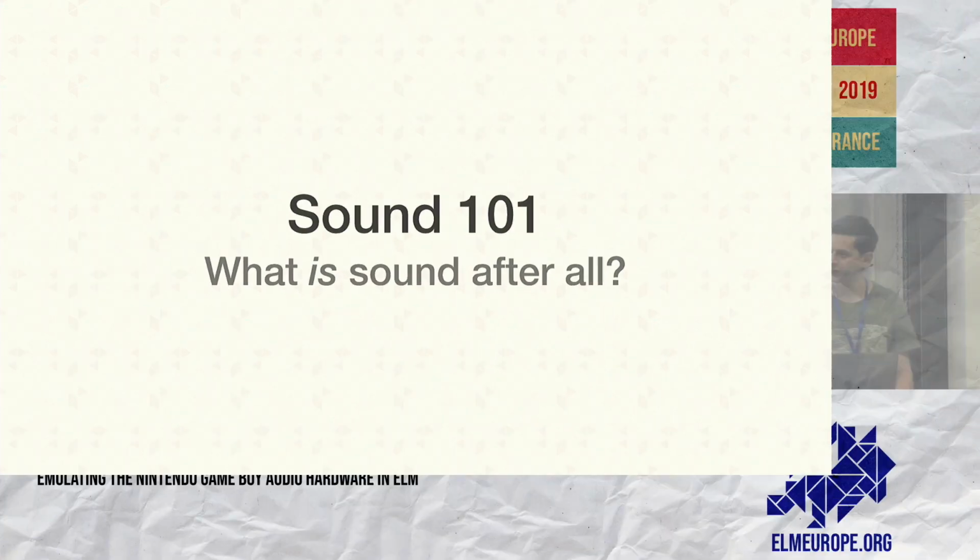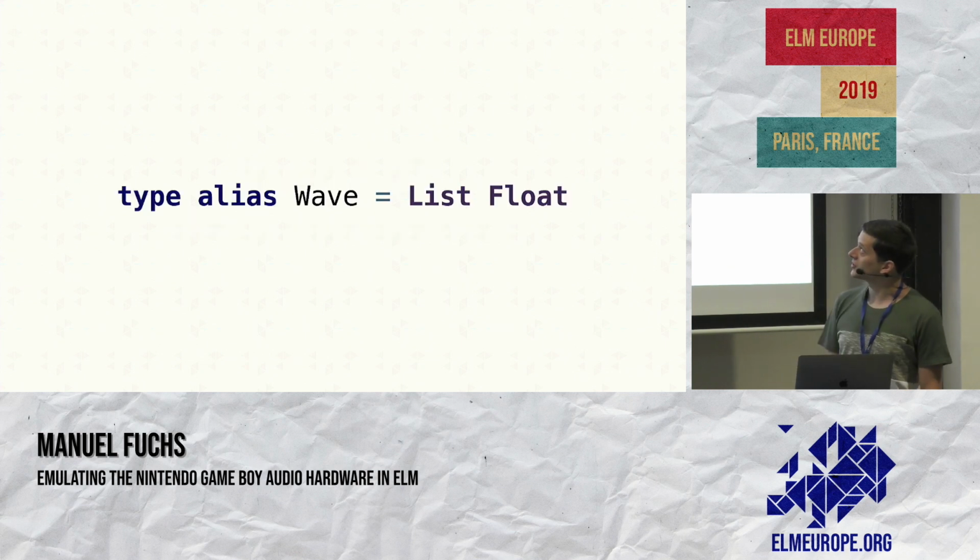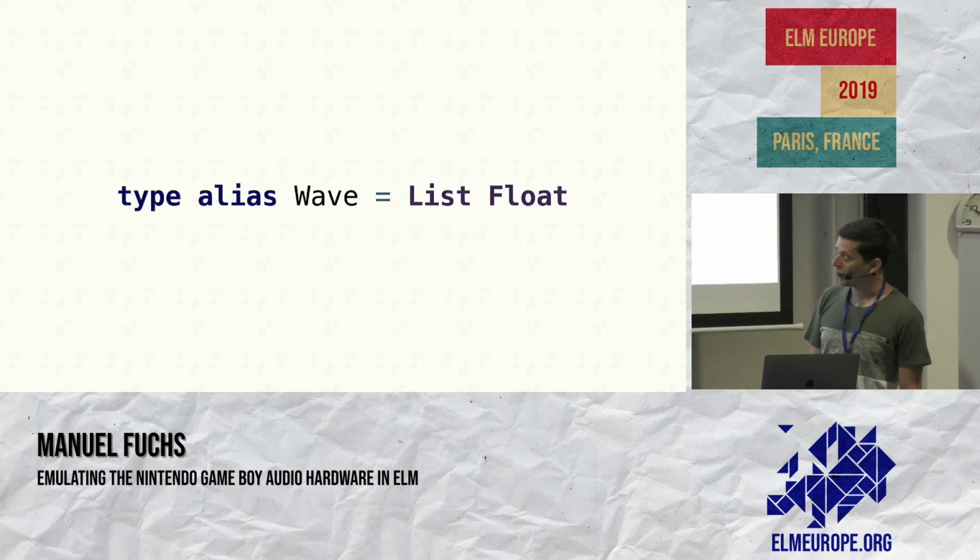Okay, I think that's enough, so we can get started writing emulation code in Elm that produces waves. But when we write stuff in Elm, we usually want to start with a type, right? So we need a type to encode said waves. And I propose this type. It's a list of floats. But how would that work, right?